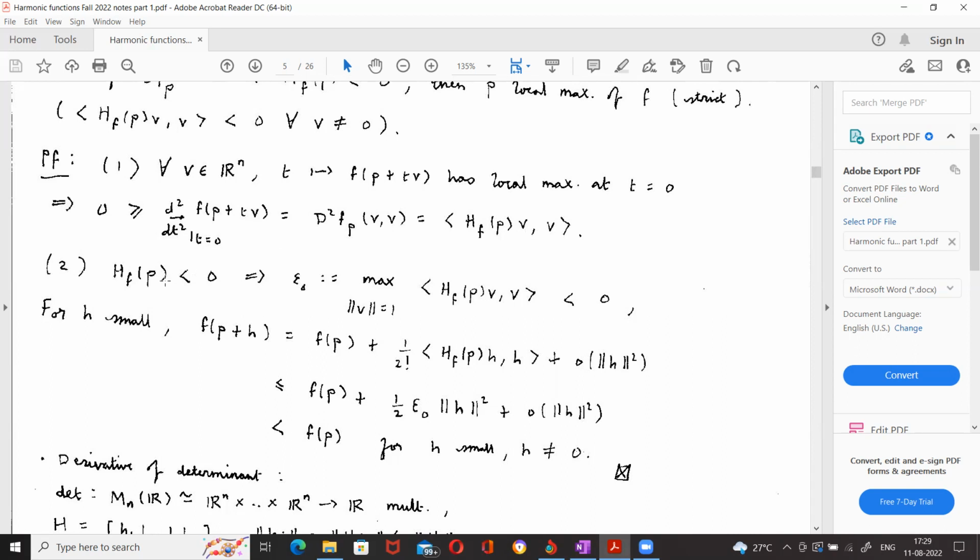Conversely, if the Hessian is strictly negative definite, then restricted to the unit sphere, this quadratic form will be negative; it will be bounded away from 0. And then for h small, we use Taylor's theorem. f of p plus h will be f of p plus the first derivative term, which vanishes since the first derivative is 0. The second order term will be 1 over 2 factorial times Hf at p of h comma h, and then there'll be little o of norm h squared. This Hf at p of h comma h is less than a negative constant epsilon naught times norm h squared, and then you have little o of norm h squared. If h is small enough, this negative term will beat the other term, and so this will be strictly less than f of p.